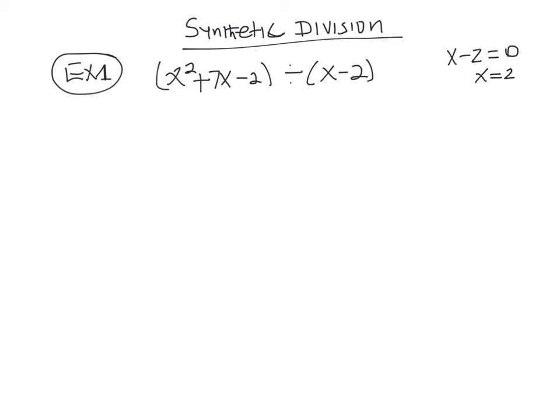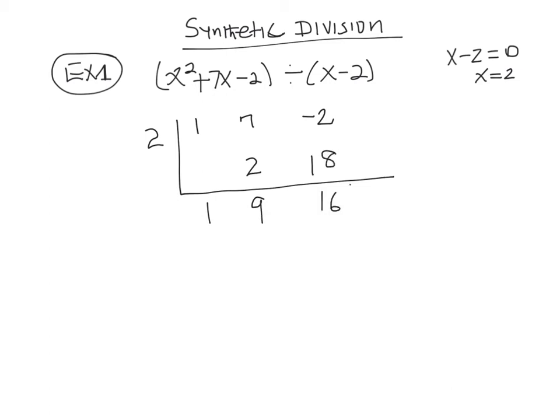So when I'm dividing using synthetic division, remember it's the same as synthetic substitution, the same method we have seen before. I'll write the coefficients, 7, negative 2, and here I'm going to write 2. So this is going to be 1, 2 times 1 is 2, this is 9, 2 times 9 is 18, and here I get 16. This is my remainder. I need to highlight it.